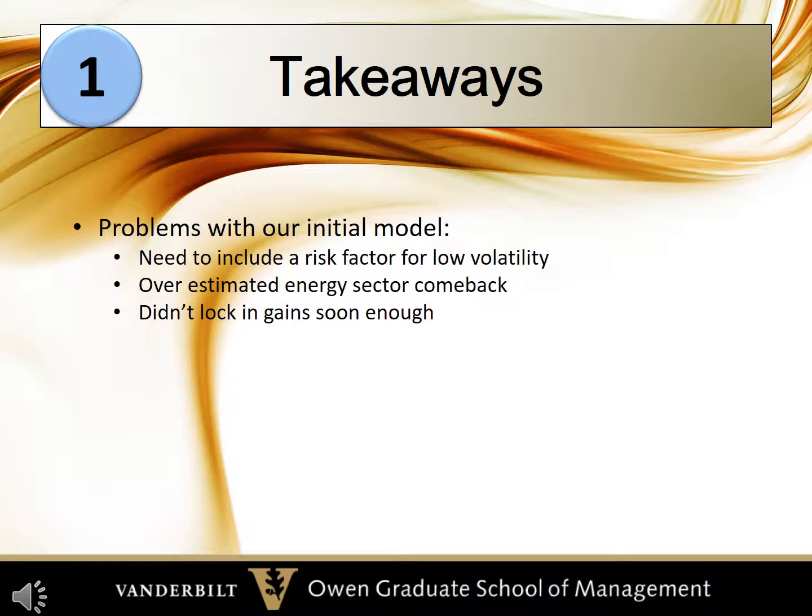We realized a few issues with our model that we needed to redesign for the next one. We needed to include a risk factor in order to account for volatility of the stocks. We also overestimated the comeback of the energy sector. We were trying to be market timers with the energy sector, but mistimed the rise, or lack thereof. The last problem was that we didn't lock in our gains soon enough. Waiting too long to close out our best positions cost us as the market slid further downward. Based on these issues, we came up with a newly calibrated model.